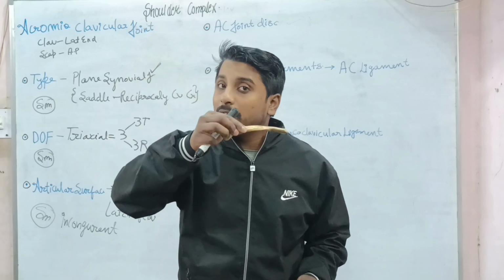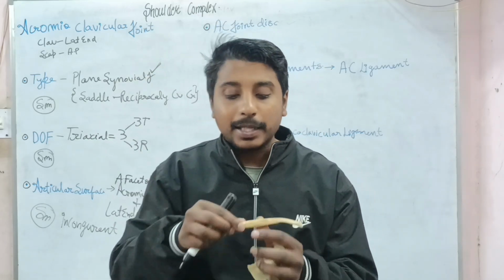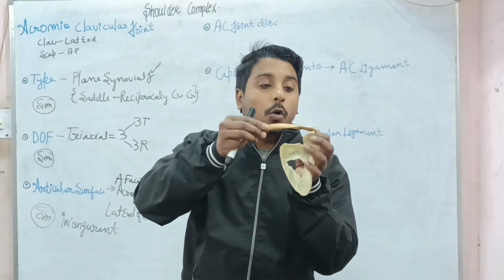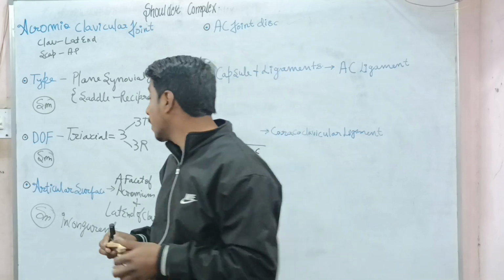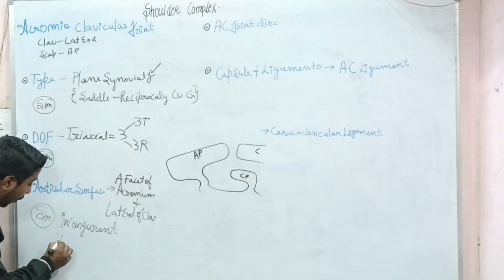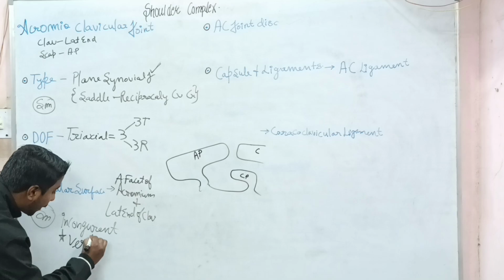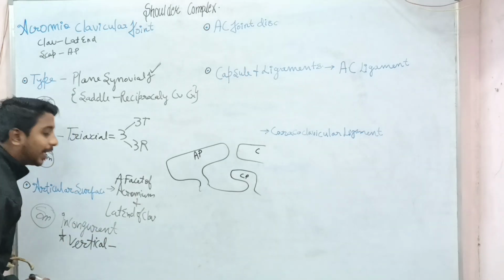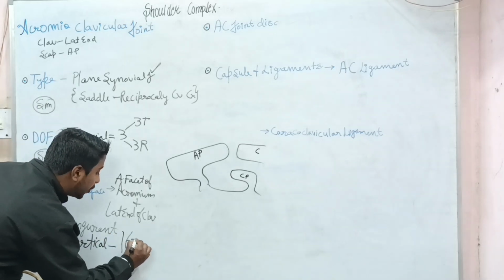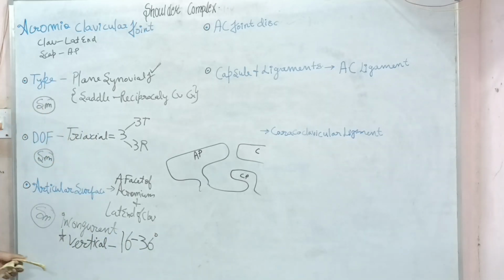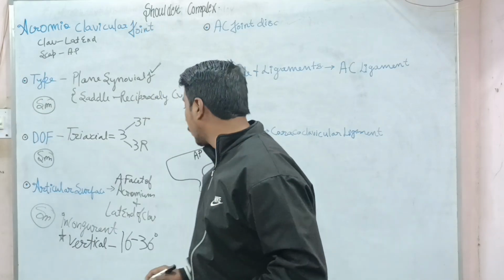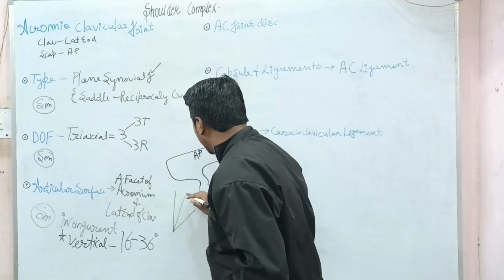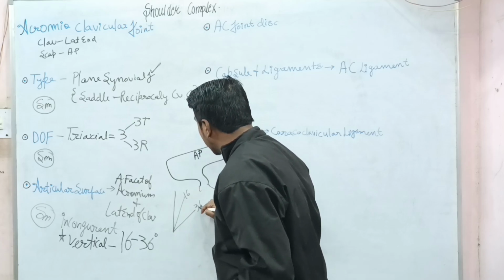This bone is the clavicle bone, which is the horizontal bone. That is, it is placed horizontally in our skeleton, and this articulates with the acromion. So the orientation of the articular surface is vertical, which is very important. Okay, vertical orientation of articular surface, and this orientation can vary from one individual to another, between 16 to 36 degrees. Okay, so if this is the vertical axis, the variation is between 16 to 36 degrees.